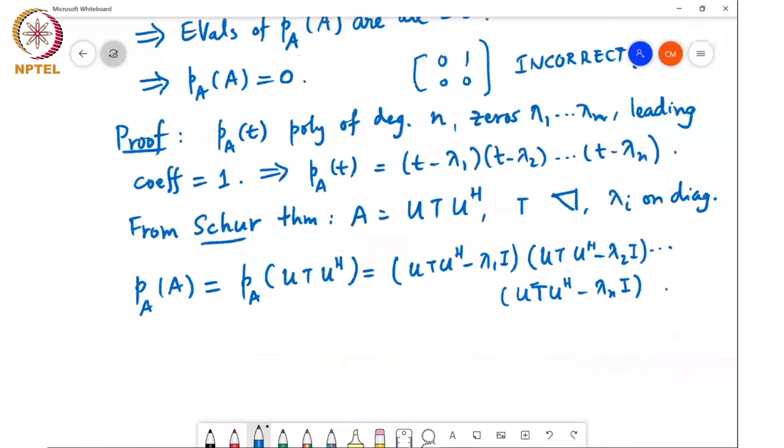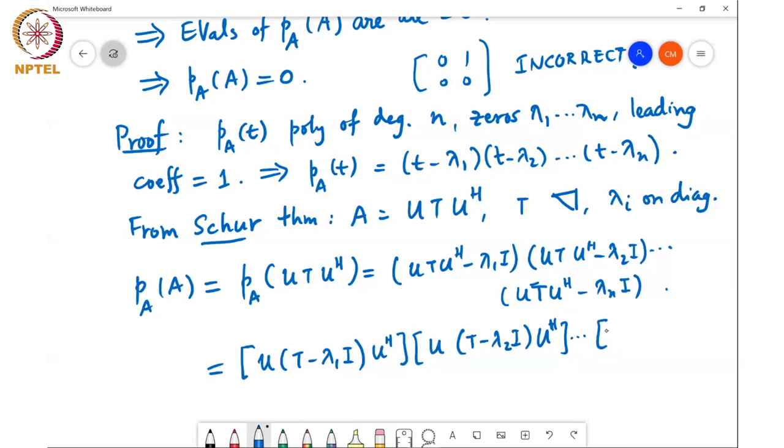Okay, so that is equal to, I can write I as U U Hermitian and pull out a U on the left and a U Hermitian on the right and write it as U(T - λ1 I)U Hermitian times U(T - λ2 I)U Hermitian, up to U(T - λn I)U Hermitian. And this U Hermitian U is all the identity matrix, so I'll be left with a U on the left and a U Hermitian on the right, and all the middle U's will actually disappear. They're just the identity matrix.